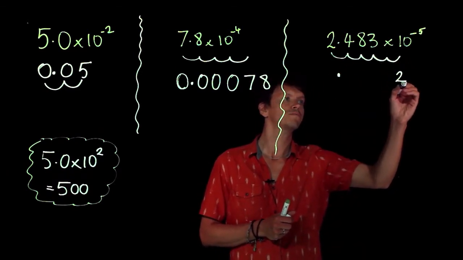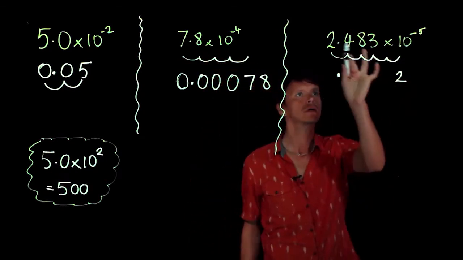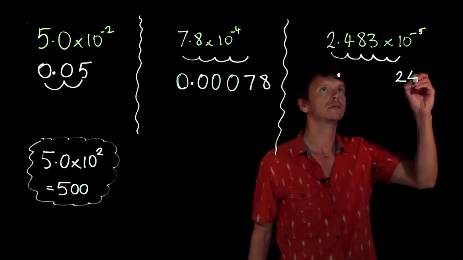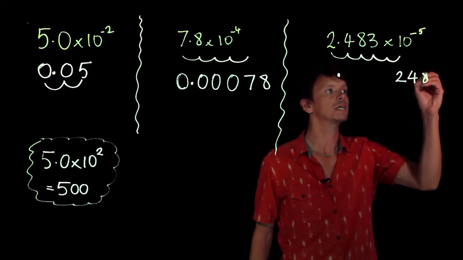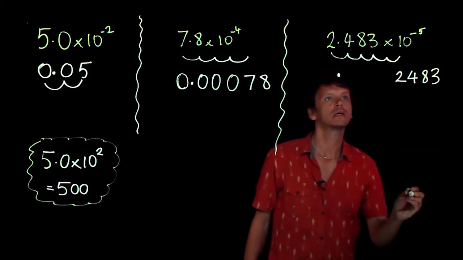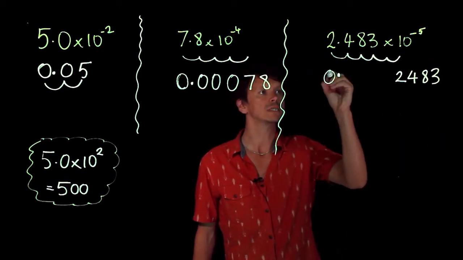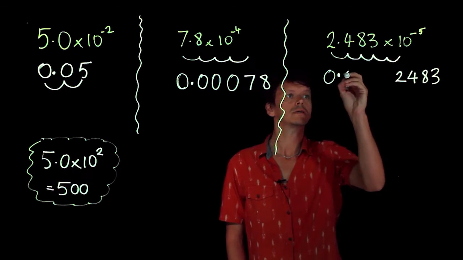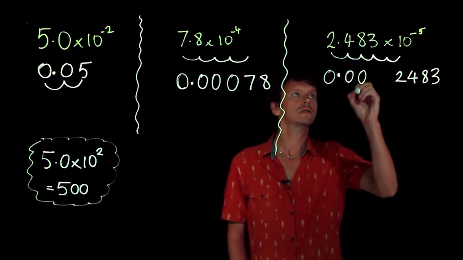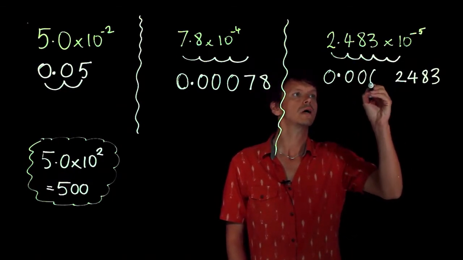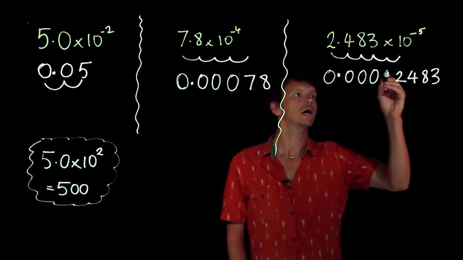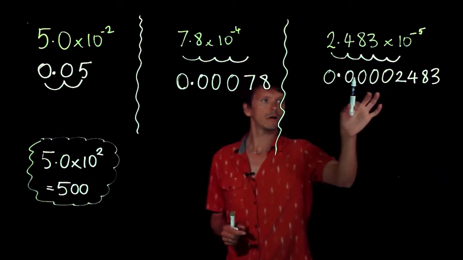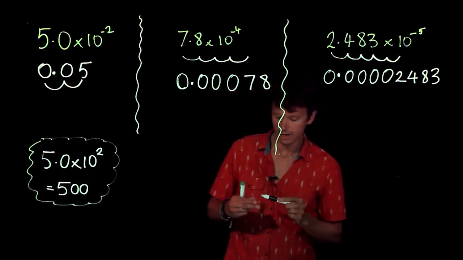There's our 2. Just like we did here, the rest of the number, we're just going to write that exactly as it was to the right of the 2. And then we need to go and fill in all these gaps with zeros. So the 0 where the 2 was, and in the tenths, and in the hundredths, and in the thousandths, and in the 10,000ths there. So 0.00002483.